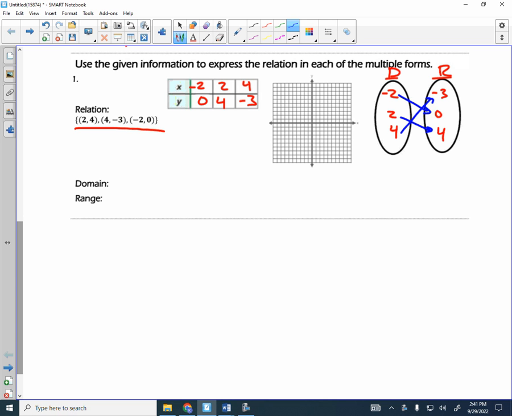If you were to actually plot these, -2, 0 would be right here. 2, 4 would be over 2 and up 4. And 4, -3 would be over 4 and down 3. So let's go to Rachel's idea of this vertical line test. Are there any points that sit on top of each other? So we know by the vertical line test then that it is a function, because there's no points that sit on top of each other.